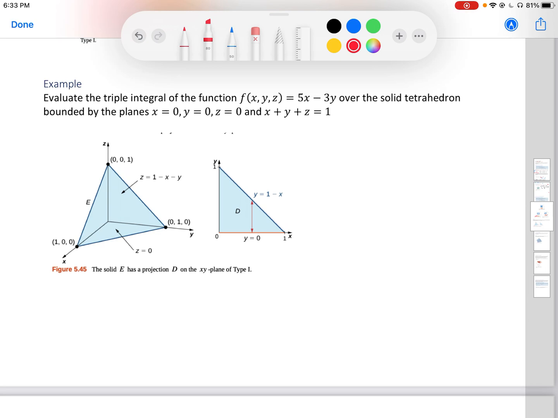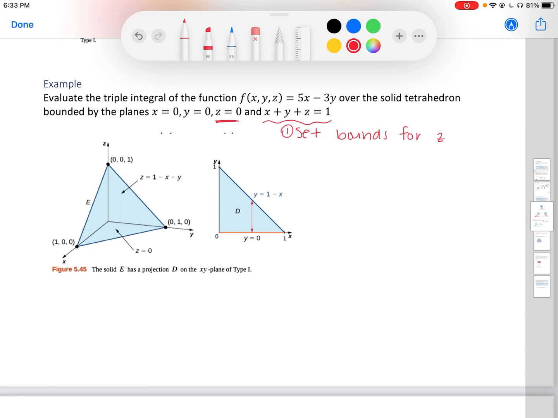All right, so one of my beginning hints for working with triple integrals, if possible, label your z bounds first. So set bounds for z. So we see that z is bounded by 0, the axis z equals 0, and this equation x plus y plus z equals 1.